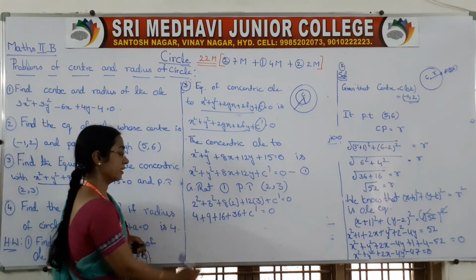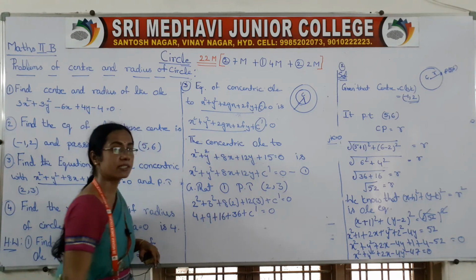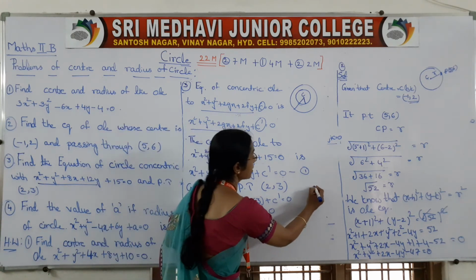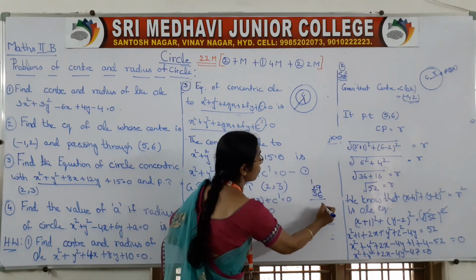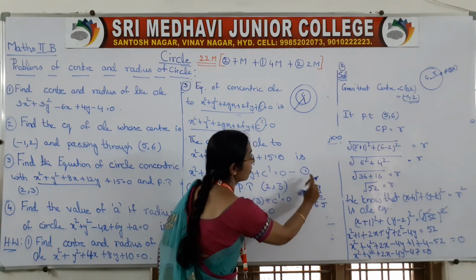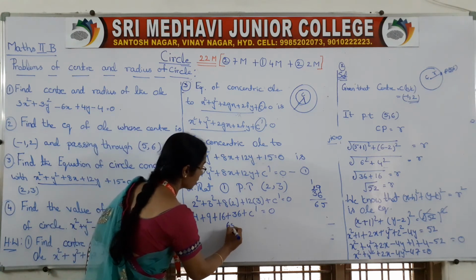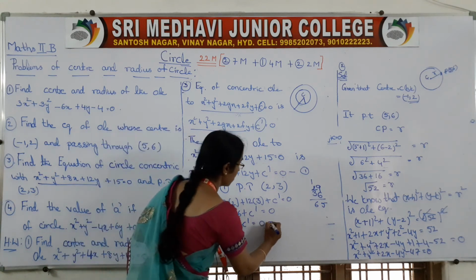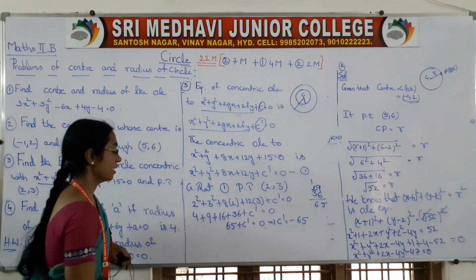How much is this? 4 plus 9 is 13. 13 plus 16 is 29. 29 plus 36 is 65. So 65 plus c dash is equal to 0, which implies c dash is equal to minus 65.